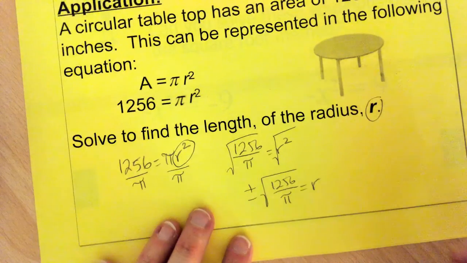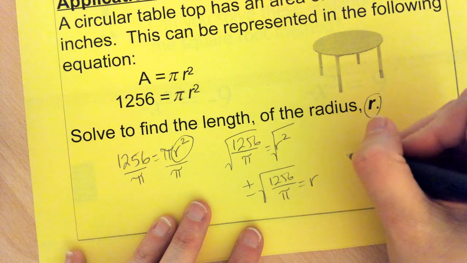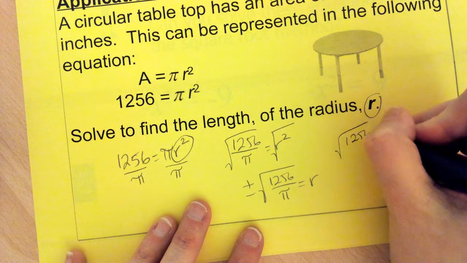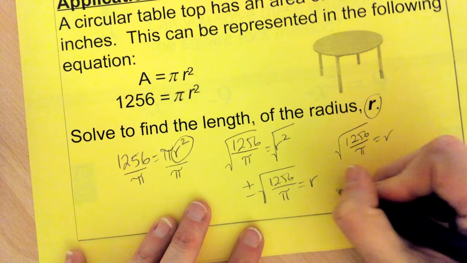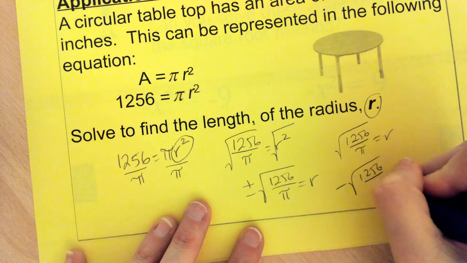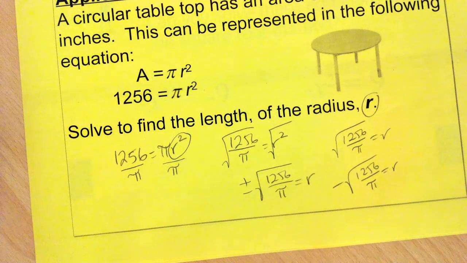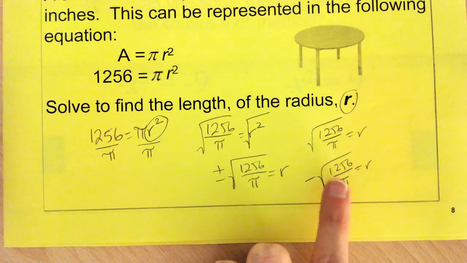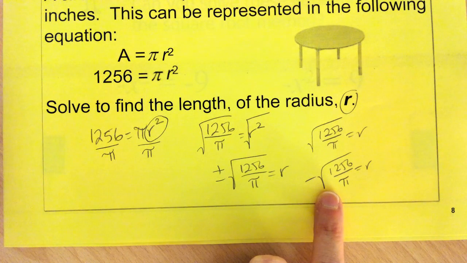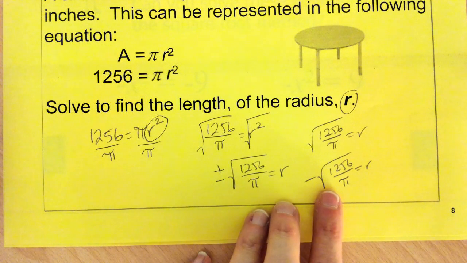Now let's think about what this means. They're saying the square root of 1256 divided by pi equals r, or negative square root of 1256 over pi equals r. Which answer's wrong? Why is the negative answer wrong? Because you can't have a negative area. What even is that, right?